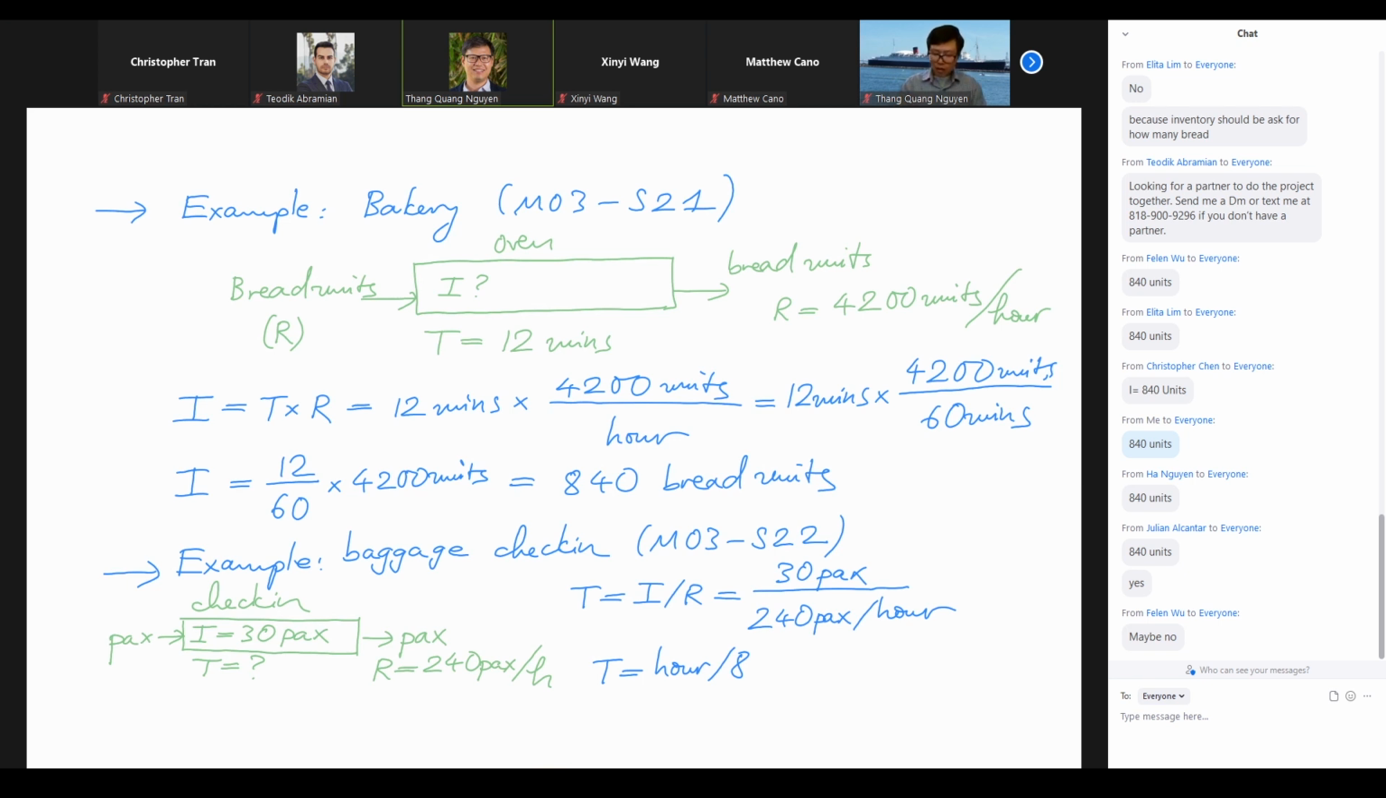So that's why we would like to convert it to minutes. And it makes more sense to talk about minutes, right? So instead of 1 hour, we talk about 60 minutes divided by 8. And at the end, the answer is 7.5 minutes. So it means that on average, a customer will have to stay in line for about 7.5 minutes. They walk in, and after 7.5 minutes, they walk out.